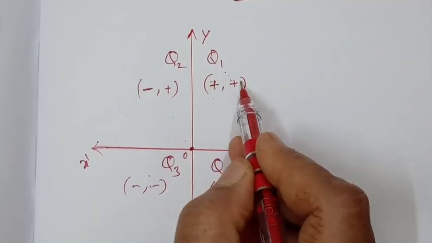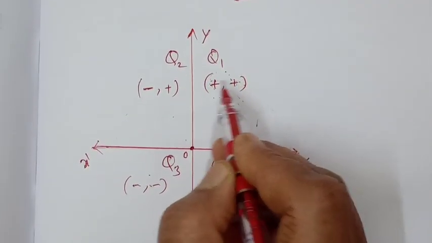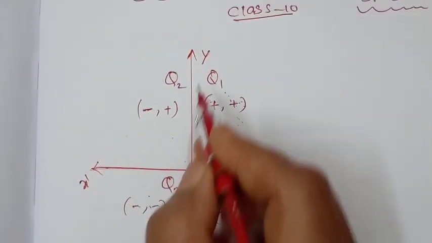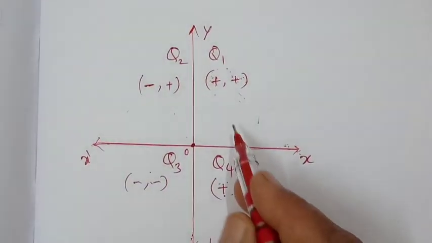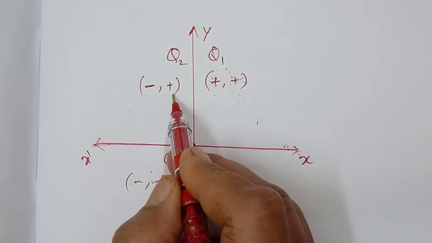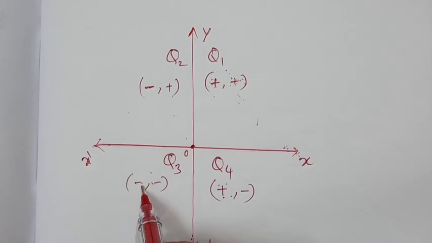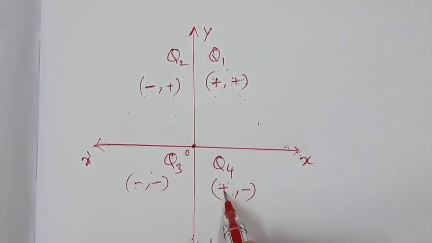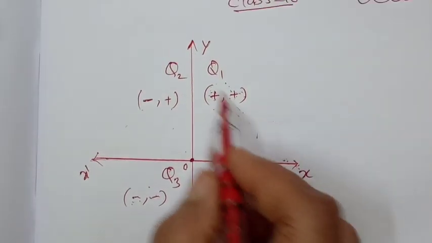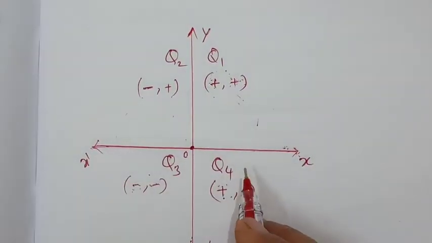In quadrant 1, both the values are positive. What are the values? x and y. This is x and this is x dash, y and y dash. Here both are positive. Here x is negative and y is positive. Here both the coordinates are negative. Here x is positive and y is negative. So the plane is divided into four parts.